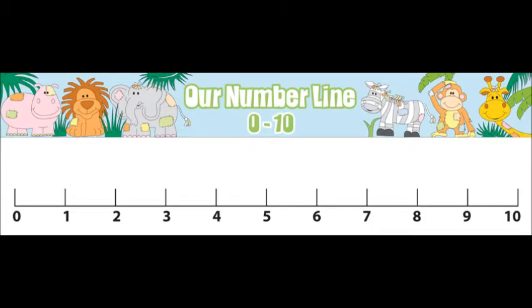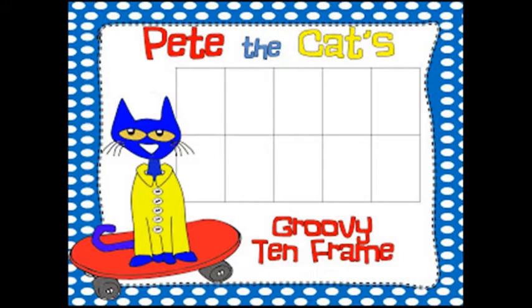Using a number line is helpful when counting objects in sequence. A tens frame can be used to compare 2 groups of objects into greater than and less than.